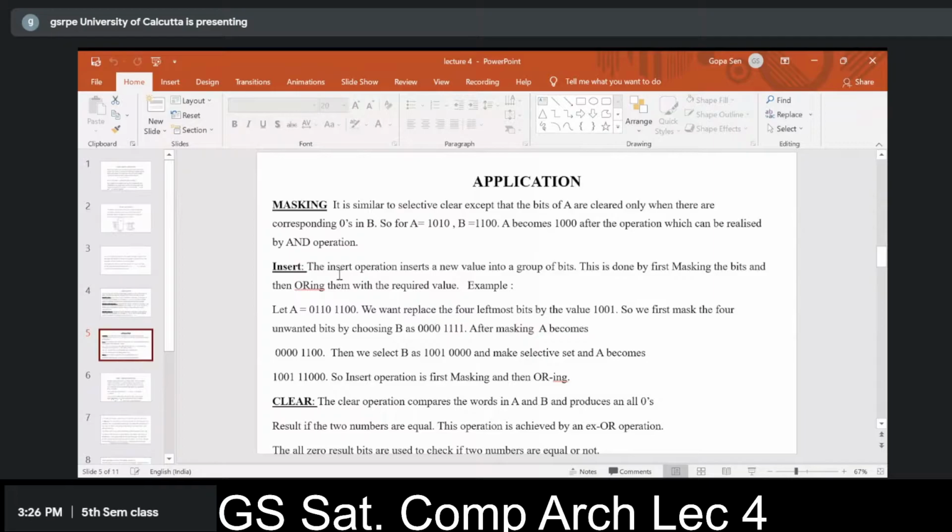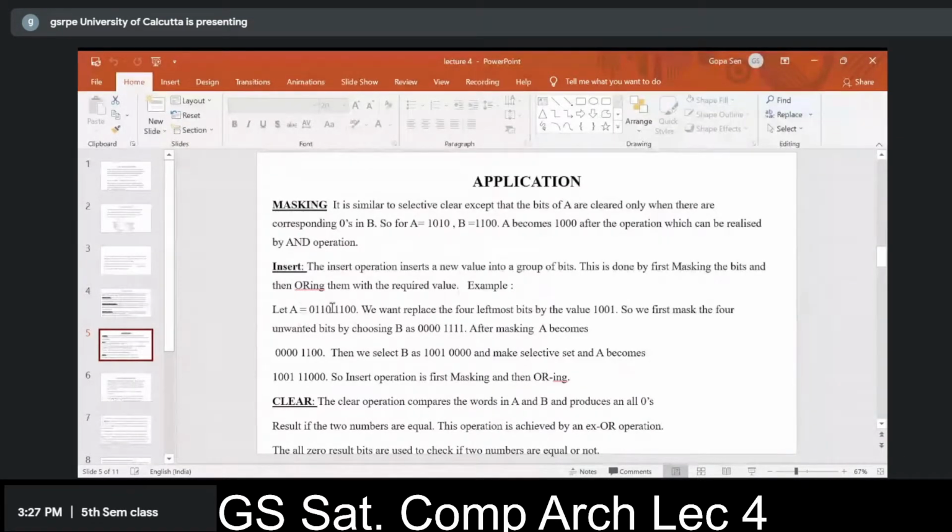Let us consider one example. Let A be the 8-bit value 01101100. Now we want to change the 4 leftmost bits, this 0110. 1100 will remain the same. We want to change 0110 to the new value 1001. Then what will we have to do?